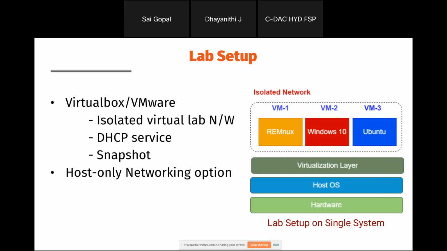We also need to make sure that the DHCP service is enabled. Whenever the DHCP service is enabled, all the VMs will automatically get a dynamic IP, so we need not worry about setting up the IP manually. This is how you can set up a malware analysis lab on a single system.